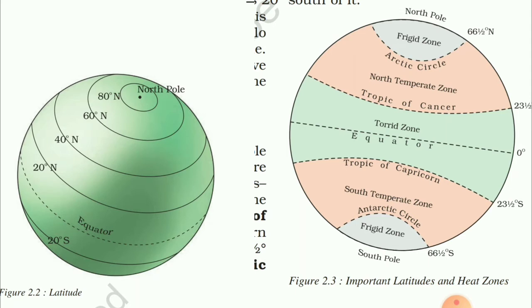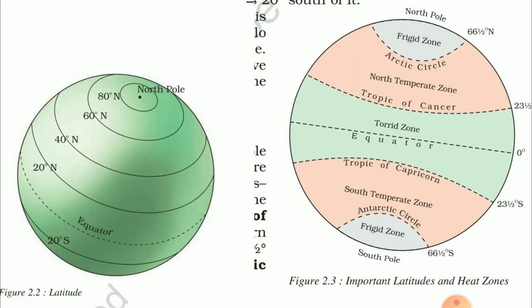Zone. Temperate zone means there is not much hotter or much cooler. Okay, that is known as temperate zone. That is North Temperate Zone, Arctic Circle to Tropic of Cancer. Then next, South Temperate Zone, like that, Tropic of Capricorn to Antarctic Circle.